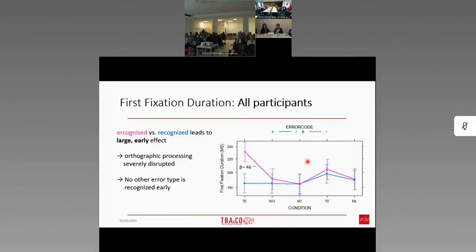So this is the 60 participants together, and it's the first fixation duration. We have here the transposition, which is easy, and word order, mistranslation, transposition difficult, and misalignment. And you can see here that if there was an error, the pink line, they looked at these words like recognized for 46 milliseconds longer in a first contact with that word. So clearly something was going on there. But this is all participants together, the innocent bilinguals and the professionals.